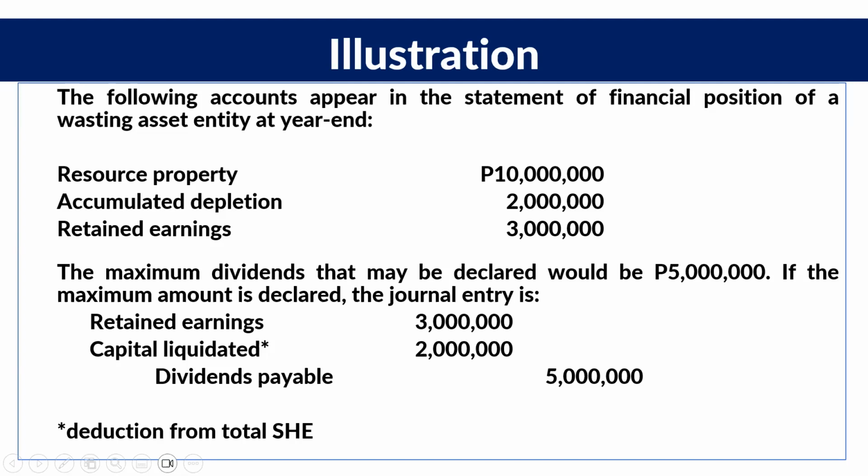So, if ever na dineclare talaga yung maximum amount, ganito yung magiging entry natin. Debit mo yung retained earnings na 3 million, and then yung 2 million na galing sa accumulated depletion, i-debit mo sa capital liquidated. And that capital liquidated is a deduction from your total shareholders' equity. And then credit dividends payable at 5 million, assuming that this is a cash dividend.